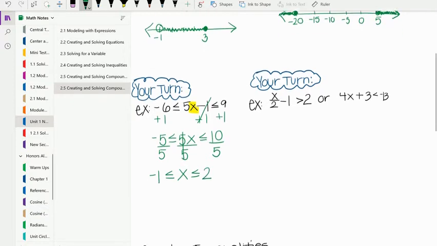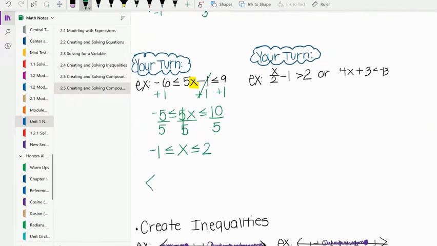So the solution is between negative 1 and 2. So I have negative 1, 0, 1, 2. At negative 1, I do a closed circle. At 2, I also do a closed circle. And since it's greater than negative 1 but less than 2, I shade everything in between.